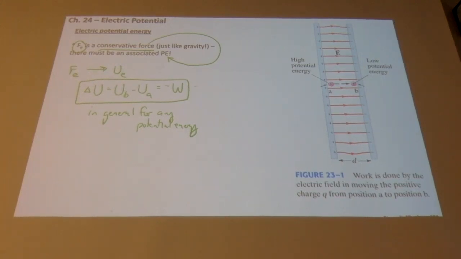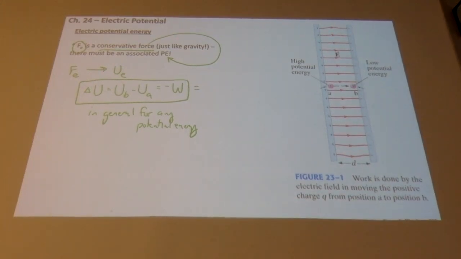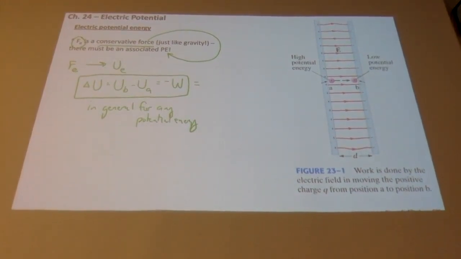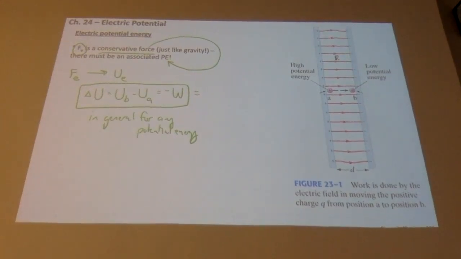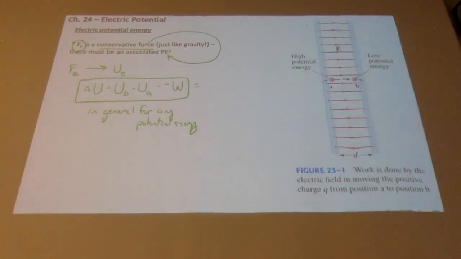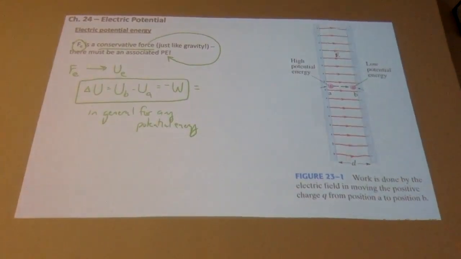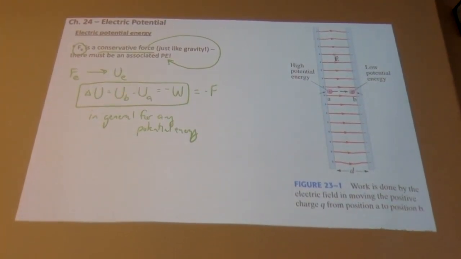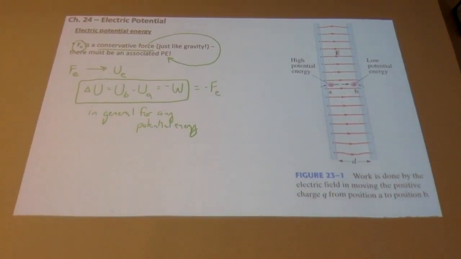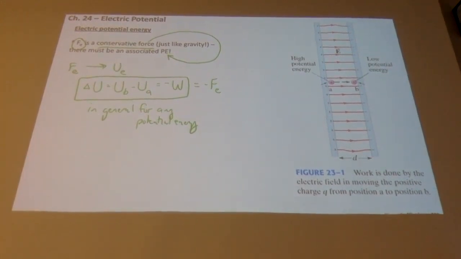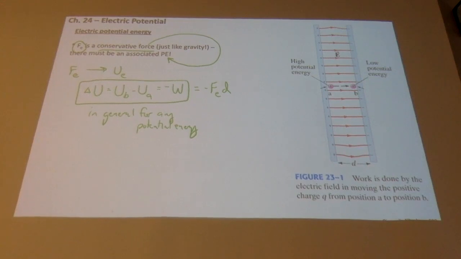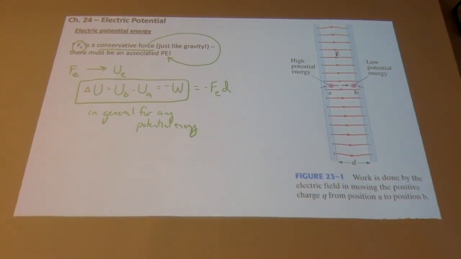Does anybody remember anything about work and what equation we have for it? Force times distance. It's basically a force times a distance. There's more complicated forms of that, but essentially it's force times distance. So in this particular case, I'm going to write it as an electric force, since that's the one that we're worried about, times some distance over which that force acts.